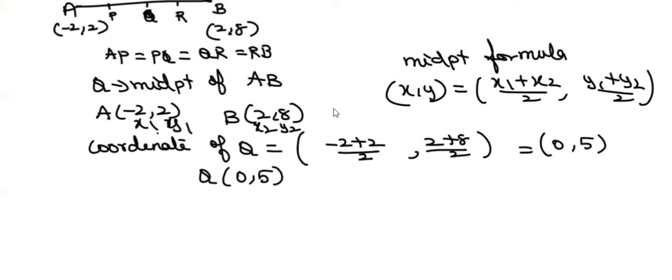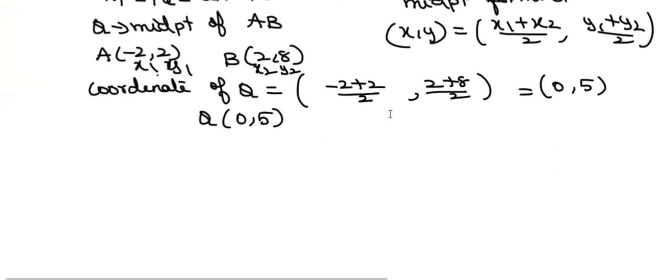Now come to the diagram. Once again, we have calculated this as (0, 5). We know that everything should be in equal parts. So P is the midpoint of A and Q, so we can use the midpoint formula to find the coordinates of P. Similarly, R is the midpoint of Q and B, and using the midpoint formula we can find the R coordinates.